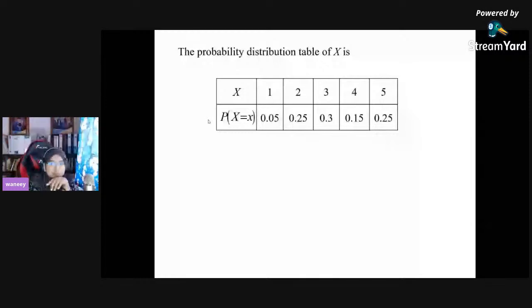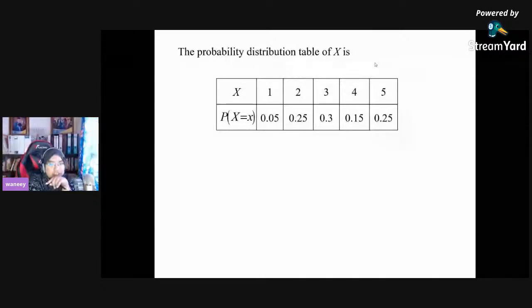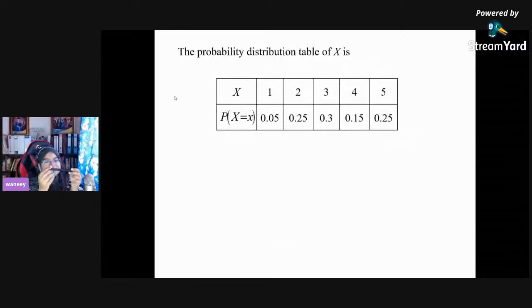Is the mode 1 or is it 2? Is it 3? Is it 4? Or is it 5? Where is the mode? Di manakah mode? 8?